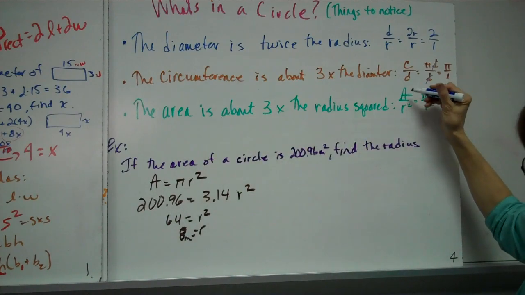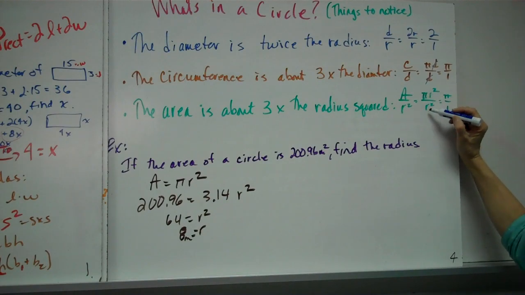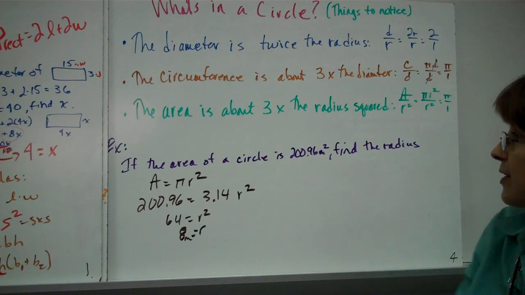Again, if we got area to radius squared, we can see it's pi r squared is the area, and then over radius squared, so it's simply pi over 1 is a comparison to area and radius squared. Okay, let's do some examples.